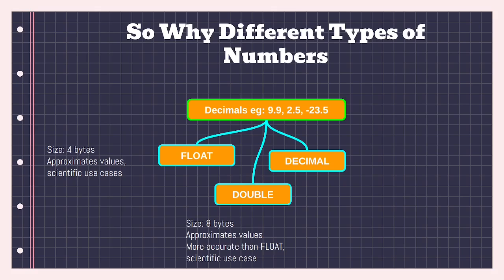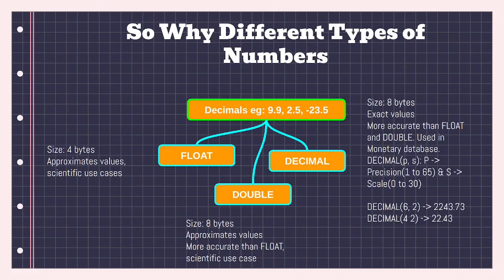Okay, so if you're doing a scientific calculation and you need to store something that's a bit more than 4 bytes, you can probably go for double. And let's take a look at decimal. So decimal is 8 bytes, and it stores exact value.